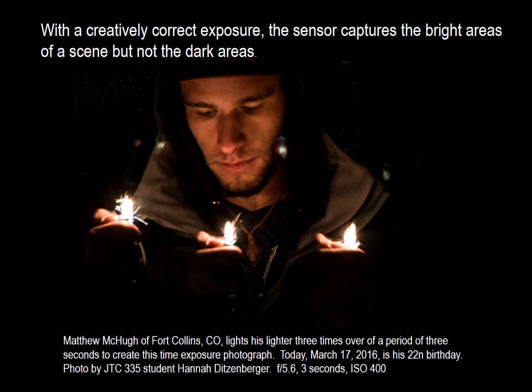With the creatively correct exposure that we discussed earlier, the sensor captures the light in bright areas of a scene, but not in the dark areas. Here, Matthew lights the cigarette lighter in 3 different positions, and because when he moves his hand, he moves so quickly that the camera does not record the exposure, it appears as if he has 3 hands. Now, to get this effect, Matthew had to hold perfectly still, or at least his face perfectly still, so the photograph would turn out as you see it.